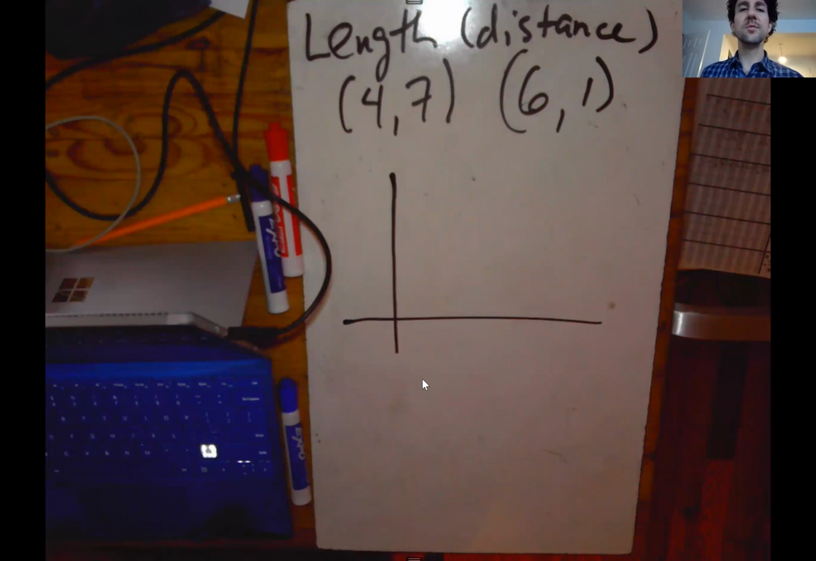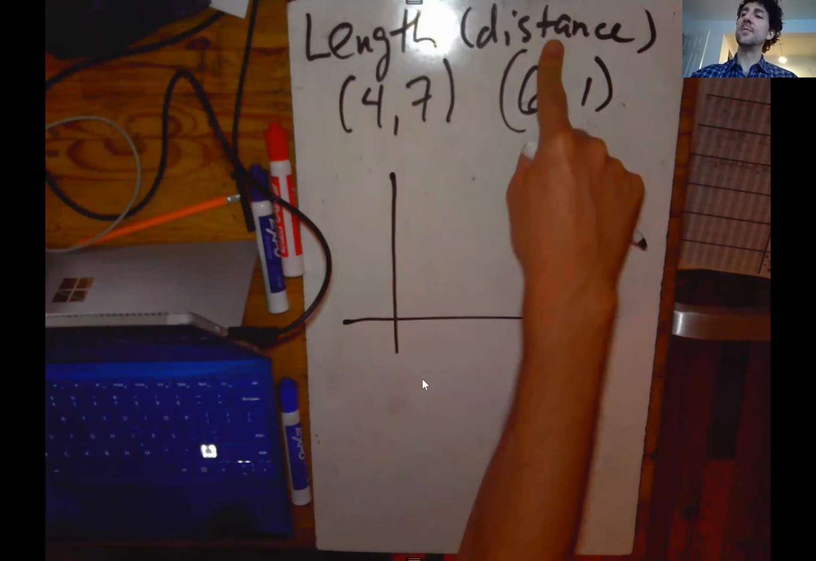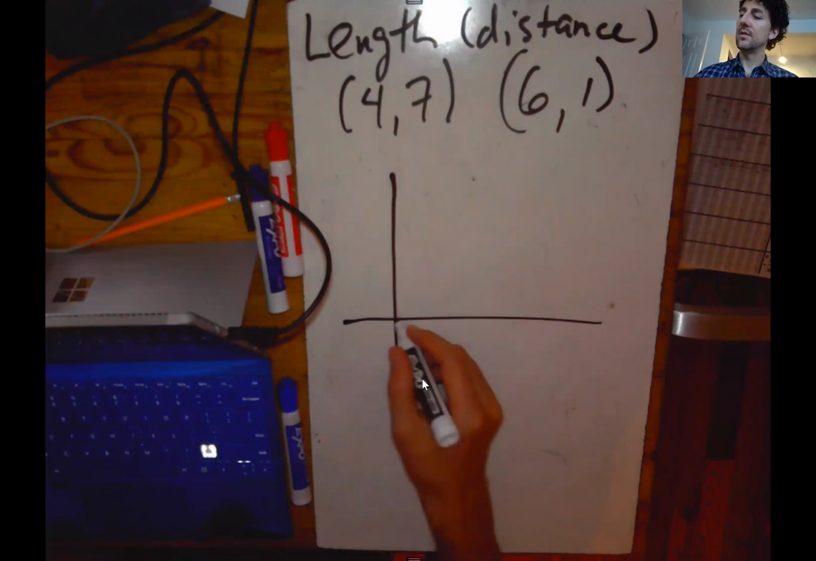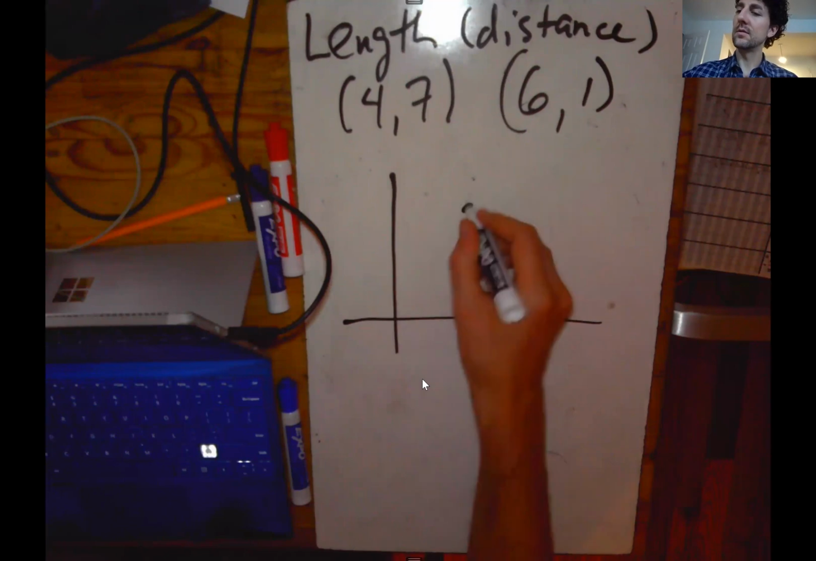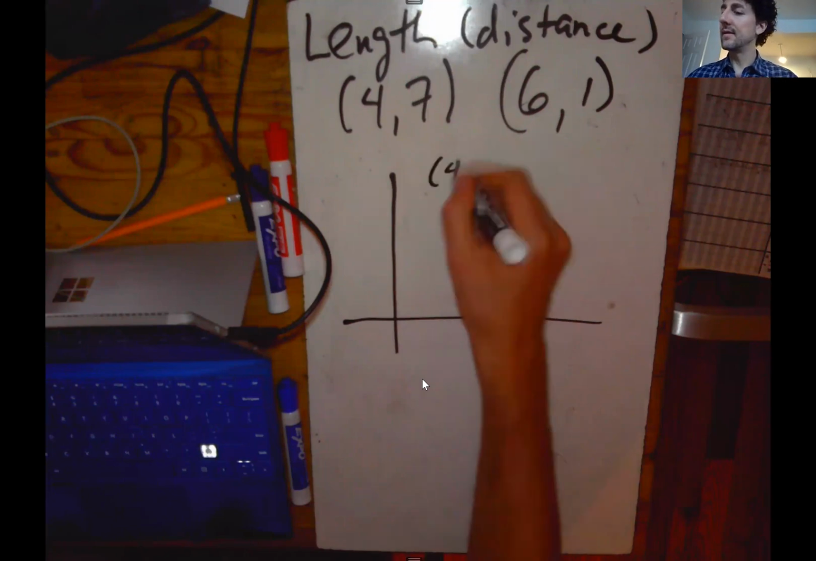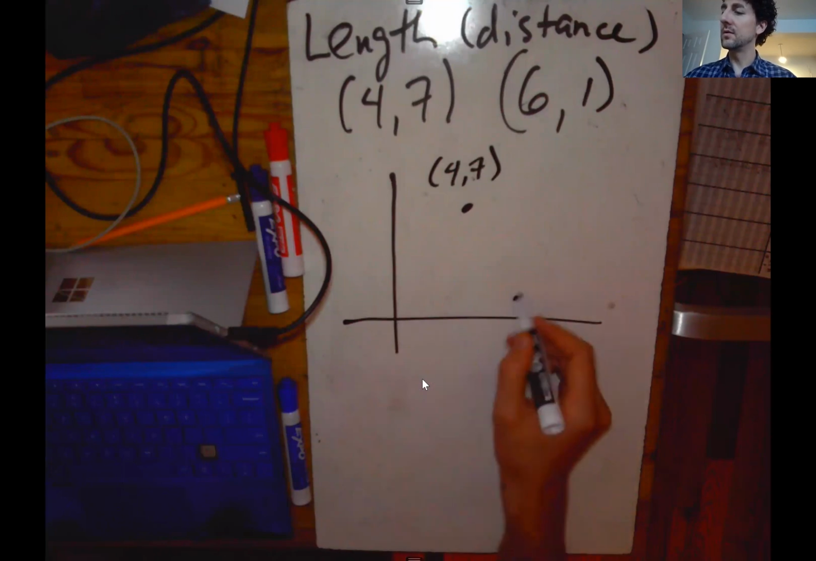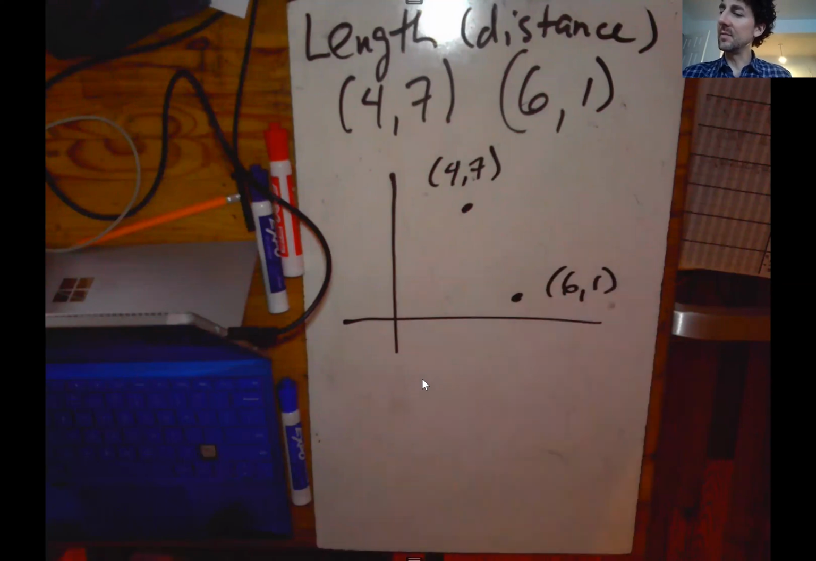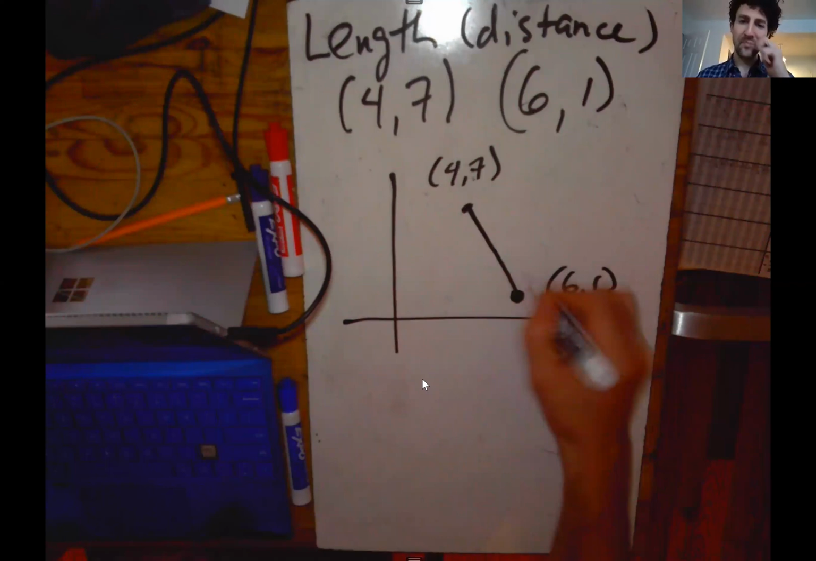In this question, we're asked to find the length, which is the same as the distance, of this line segment with these two endpoints. So let's sketch (4, 7) and (6, 1). Again, this is just a sketch. It does not need to be perfect. This is what we're trying to find. How long is this line segment?